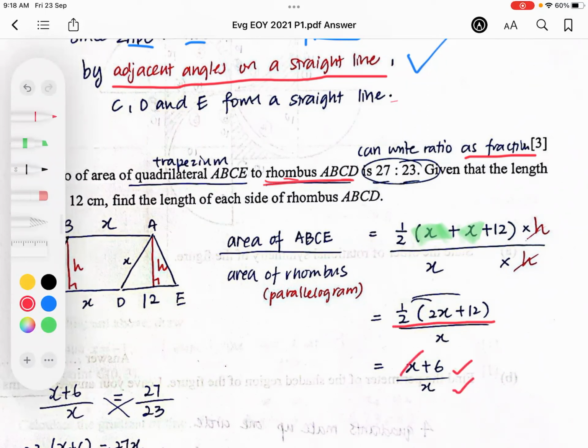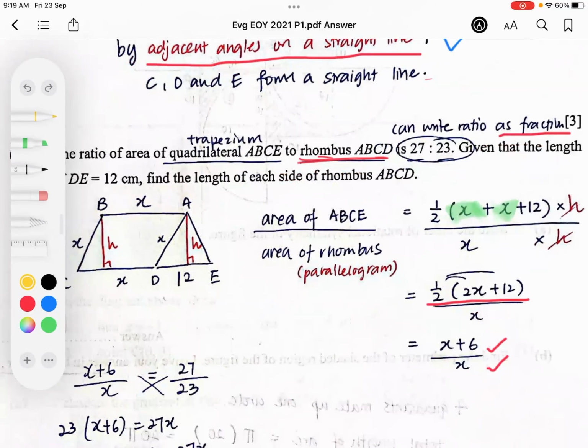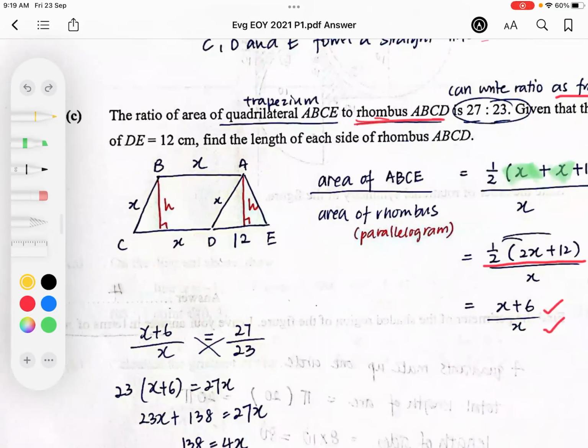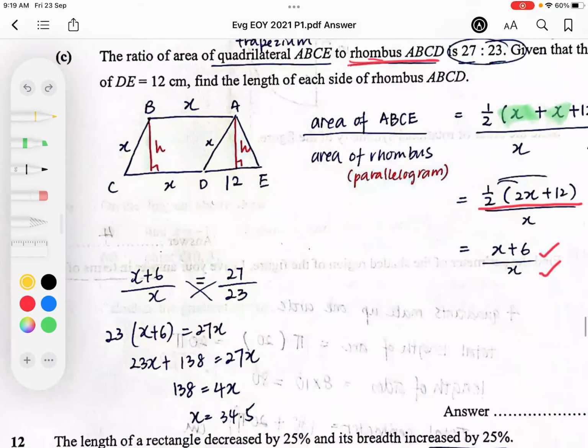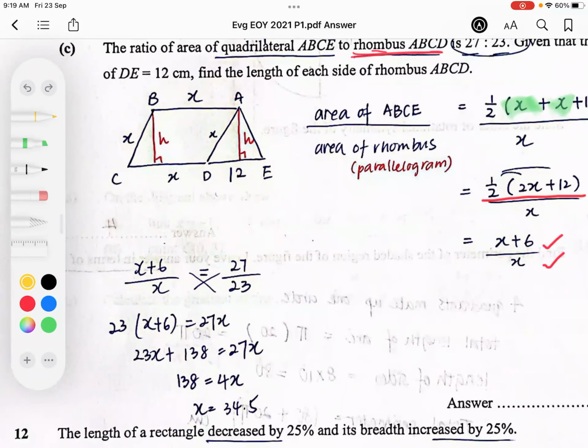Some students tell me, sure, cancel the x. No, cannot cancel the x. Why is that so? Because this one is addition. Yes, plus 6. It's not multiplication. Okay, no cancellation when there's addition. Then they say this is a ratio. This ratio is equal to 27/3. Remember, a ratio can be written as a fraction. So I put, x plus 6 over x is equal to 27/3.